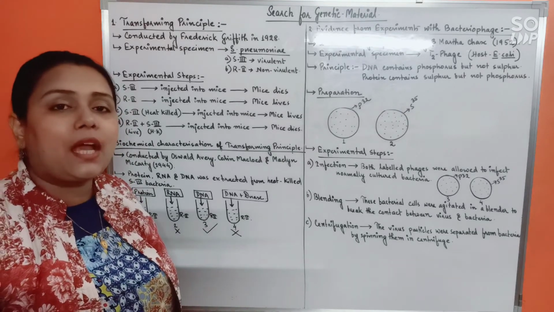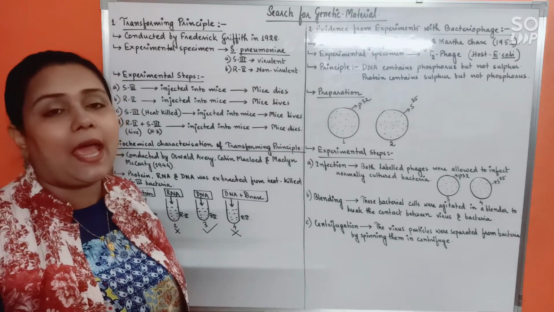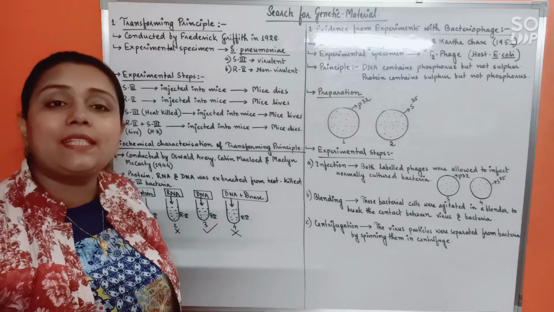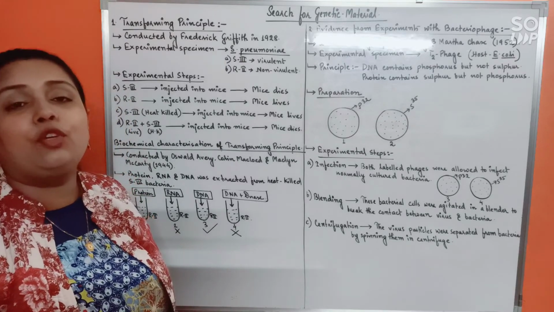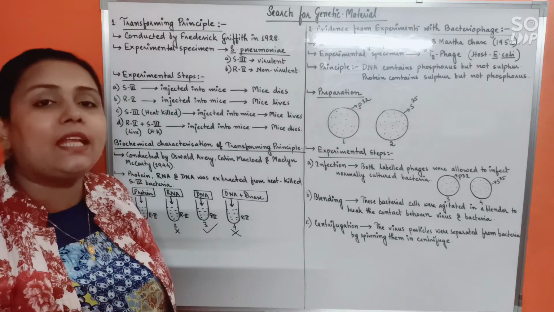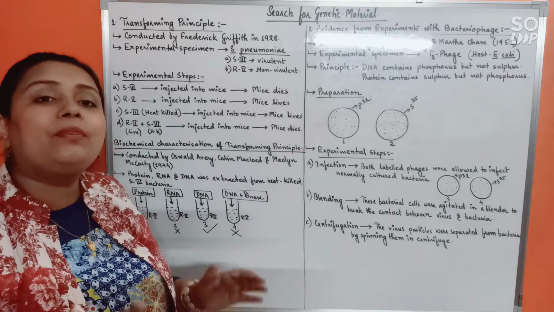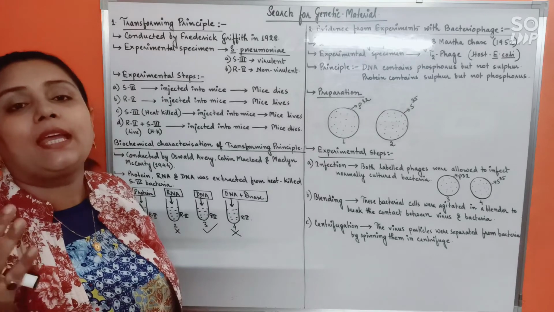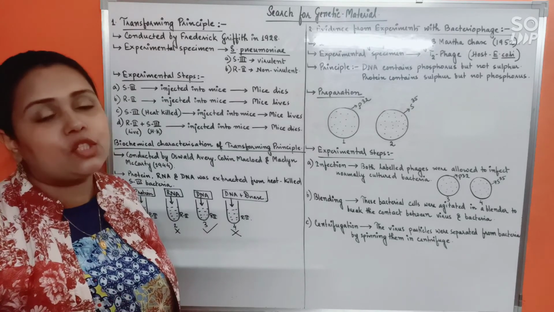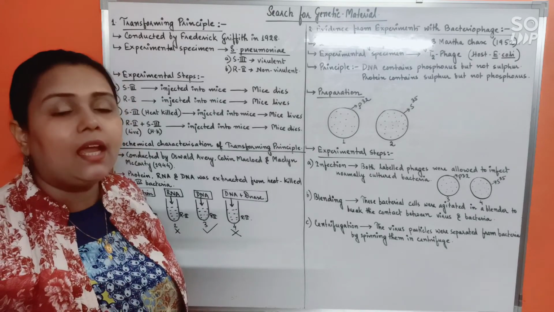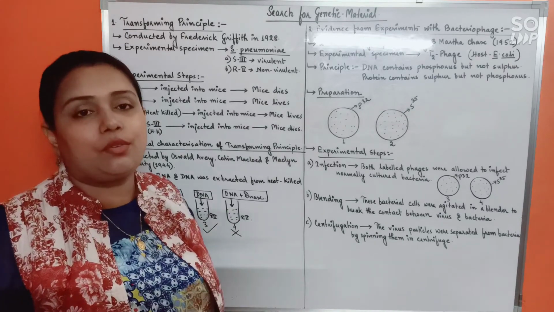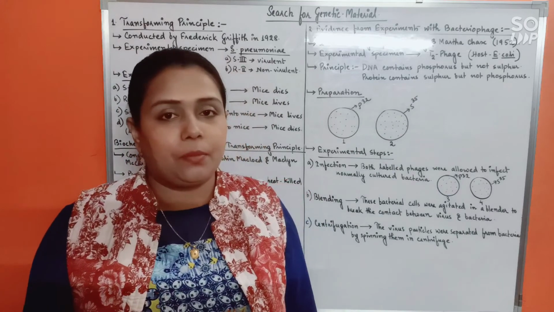Finally, in around 1952, it was two scientists, Hershey and Chase. They would conduct an experiment using bacteriophage, in which they would prove again that DNA is our genetic material. And from that experiment, which was well accepted, finally it was accepted that yes, genetic material is DNA and not protein. So in the next class, we'll discuss the Hershey and Chase experiment.